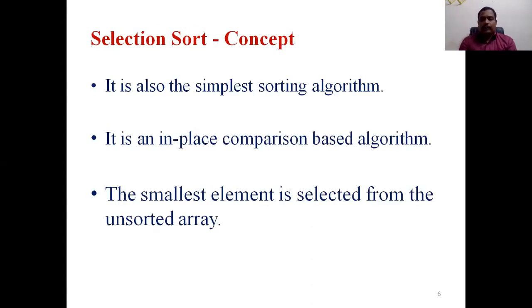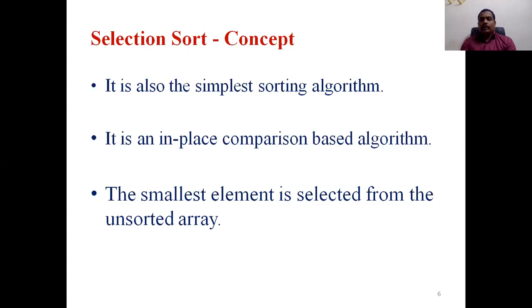What is selection sort? It is also a simple sorting algorithm. Bubble sort, which we discussed, is also simple, and this one is too. Why do I call it simple? Because it is an in-place comparison based algorithm. We are comparing the places of the values, not the values themselves. That's why it is the simplest sorting algorithm.